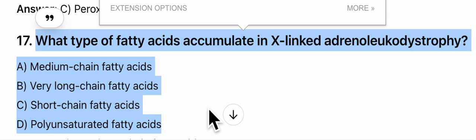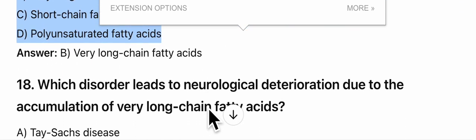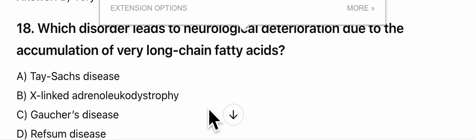What type of fatty acids accumulate in X-linked adrenoleukodystrophy? A. Medium-chain fatty acids. B. Very long-chain fatty acids. C. Short-chain fatty acids. D. Polyunsaturated fatty acids.